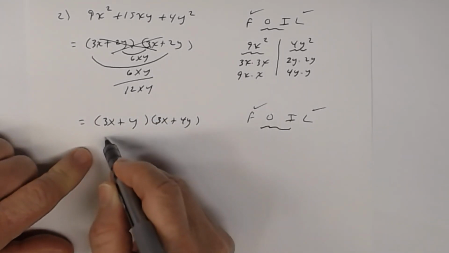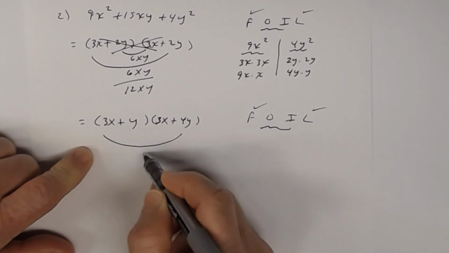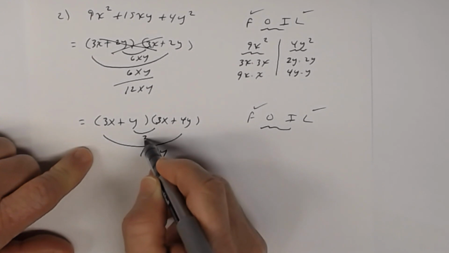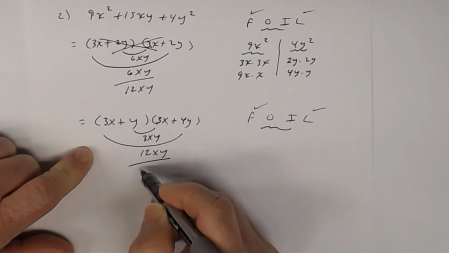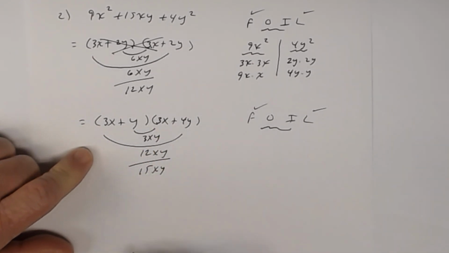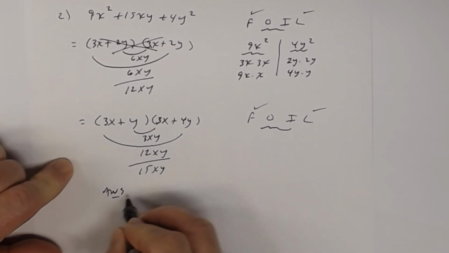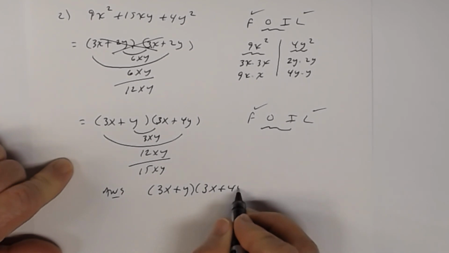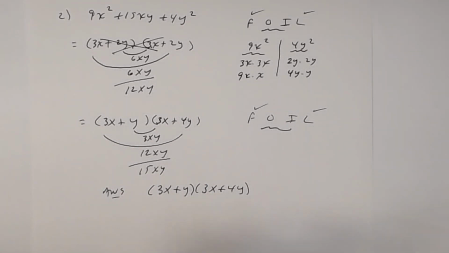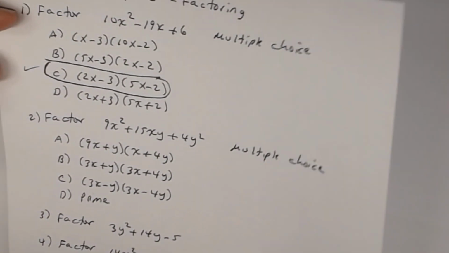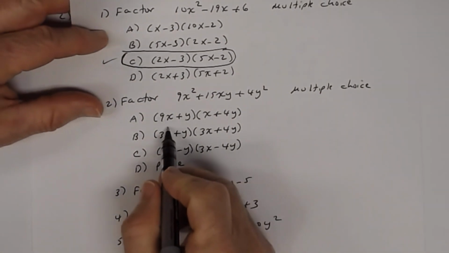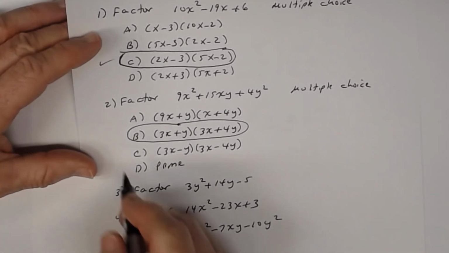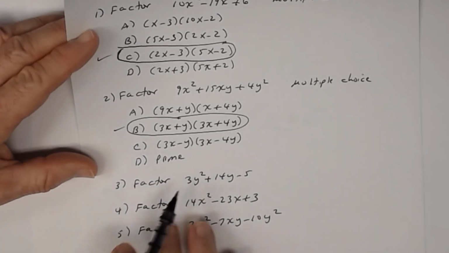And let's do the outer and the inner. The outer, 3x times 4y is 12xy. The inner, y times 3x is 3xy. And when I add them up, I get 15xy, which is what I wanted. So the answer is going to be 3x plus y times 3x plus 4y. And since that was a multiple choice question, that is going to be letter B in this case. All right. So that was this one here. Okay, let's look at number 3.